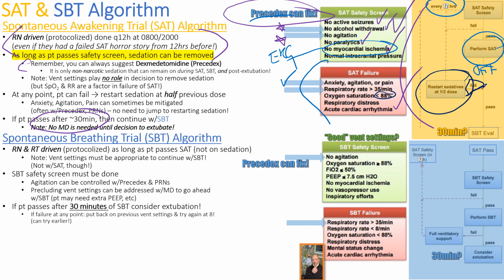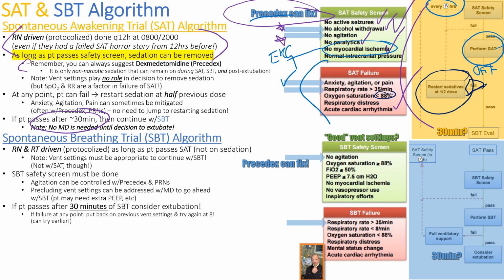Do you need to tell them, hey, my patient passed the SAT, can we do an SBT now? Do you need them involved? No, this is RN and RT driven. All you're doing is making a call to the RN or the RT, saying, hey, they passed the SAT, can you put them on a weaning mode? And what are they going to do?